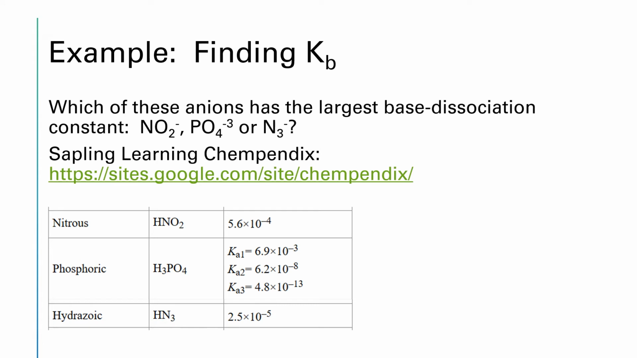In this example, we're asked to determine which one of these anions has the largest Kb value. These are all the conjugate bases of weak acids. NO2 minus 1 corresponds to nitrous acid. PO4 minus 3 corresponds to the hydrogen phosphate ion. And N3 minus 1 corresponds to hydrazoic acid.